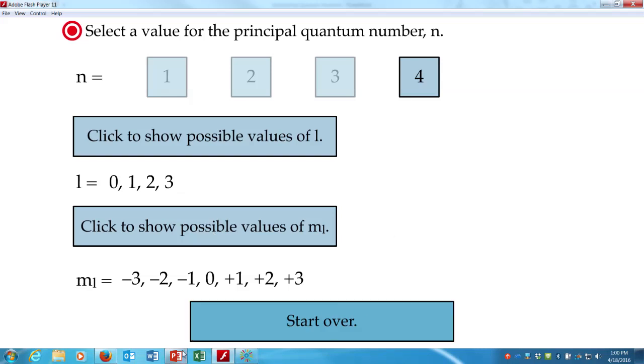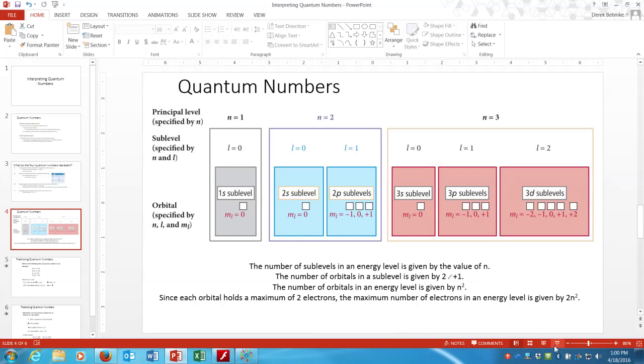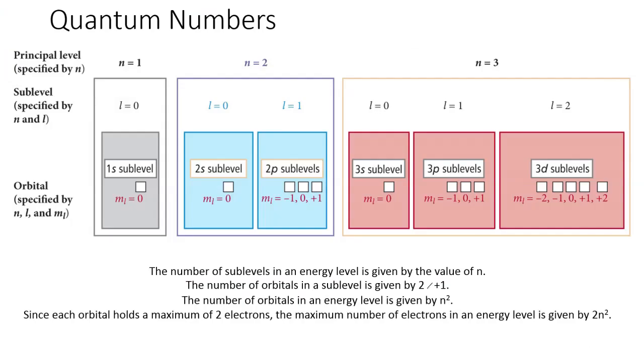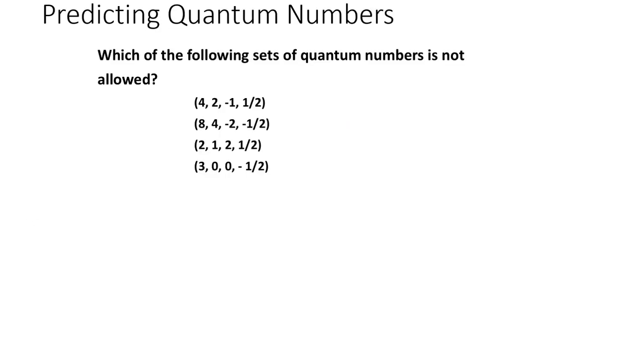Hopefully, these 2 simulations have helped you better understand what we mean by the quantum numbers. Let's see what we've learned. We're going to try and predict the quantum numbers. Which of the following sets of quantum numbers is not allowed? Take a moment and ponder this idea. Which one of these 4 sets, based on the rules we just gave you, are not allowed? Pause the video, think for a moment, and then hit play to hear an explanation of the correct answer.